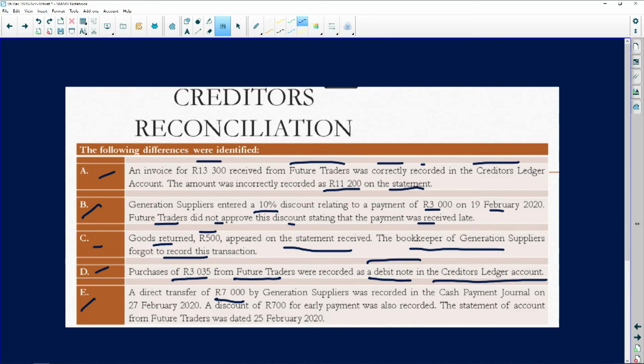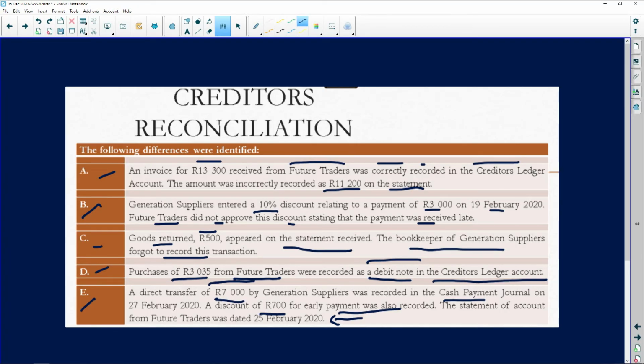Right, the next one. E, a direct transfer, that means an EFT. We used an EFT. We paid them how much? 7,000 Rand. We recorded it in our cash payments journal. And a discount of 700 Rand for early payment was also recorded. The statement of account from Future Traders was dated the 25th of February. Now clearly, if you have received the statement on the 25th of February, then all the transactions processed after the 25th of February would not be reflected on the statement.